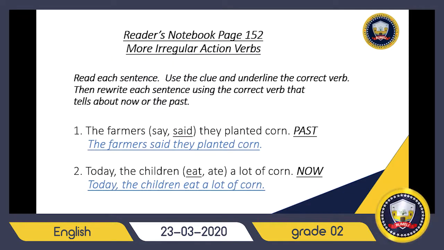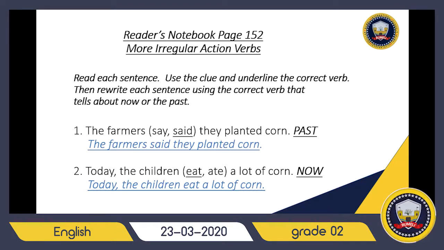Now let us quickly move to Reader's Notebook, page 152. More irregular action verbs. Here they have given us the detail, like past or now, in which we have to change the verb. Read each sentence, use the clue. So they have given us clues. And underline the correct verb. Then rewrite each sentence using the correct verb that tells us about now or the past.